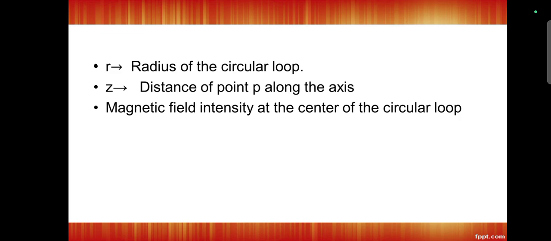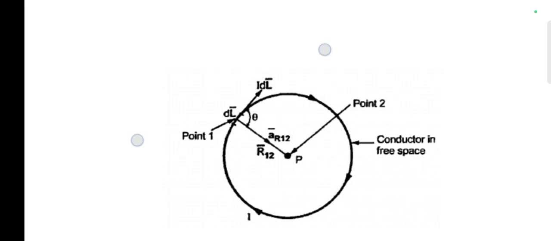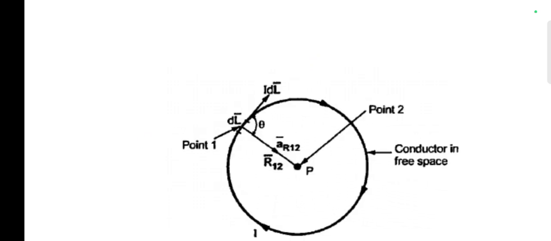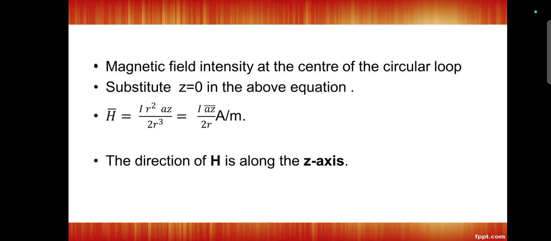The magnetic field intensity at the center of the circular loop is also calculated like this. P is the point where we are going to calculate H. Point 1 and point 2 are noted, and dl is the current element, and the conductor is in free space carrying current I. The magnetic field intensity at the center of the circular loop is calculated by substituting z equal to 0 in the above equation. Substituting, H is equal to I r square az divided by 2 r cube, that is, I az divided by 2r ampere per meter. The direction of H is along the Z axis.